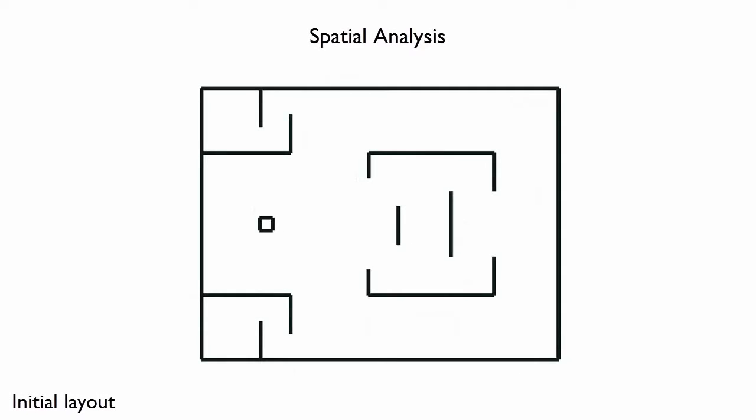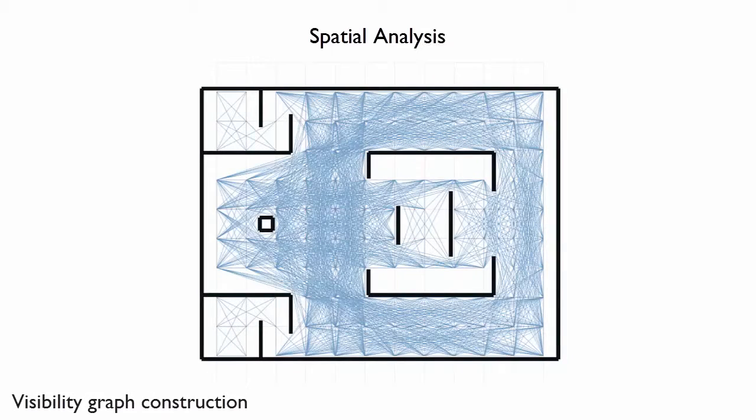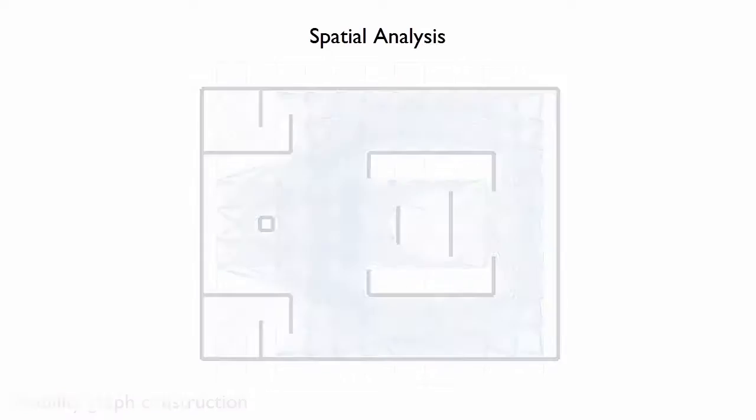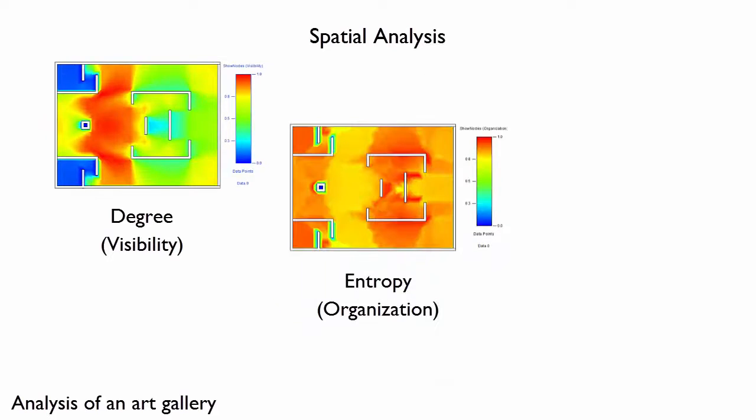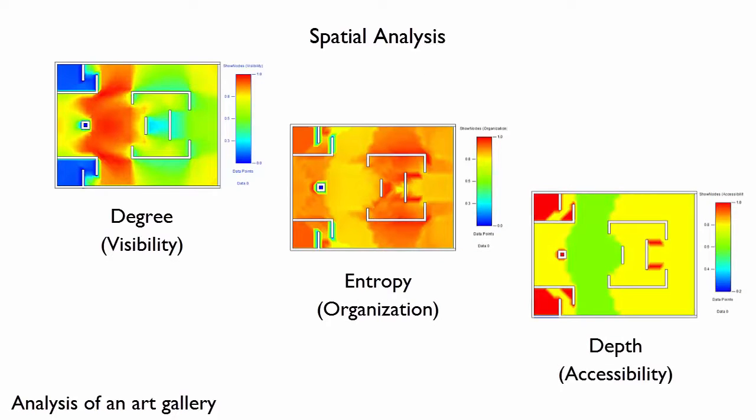Starting with an initial environment design, DOME computes different spatial metrics to quantify visibility, accessibility, and organization of the space. While any metrics may be computed over the environment, these measures are predictive of spatial utilization and human movement.